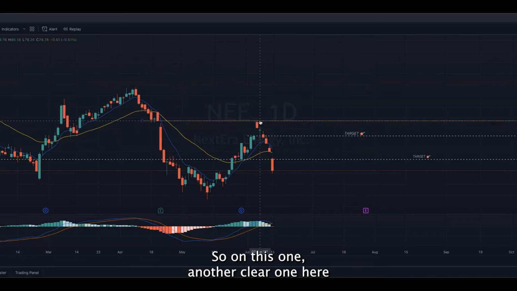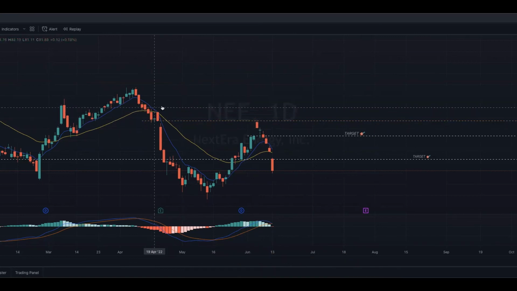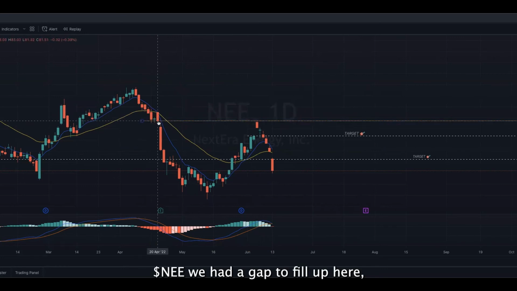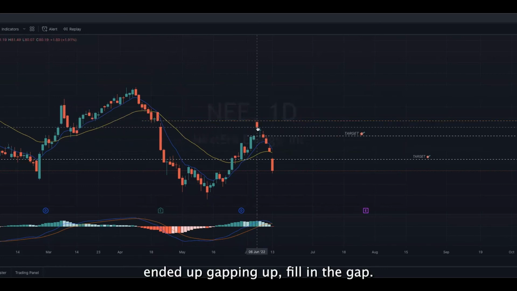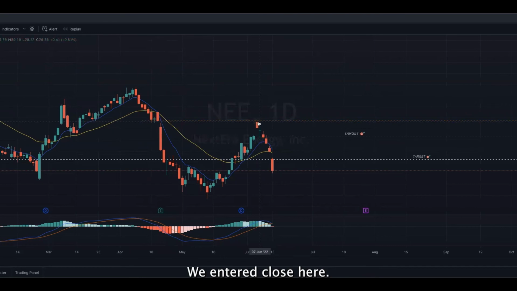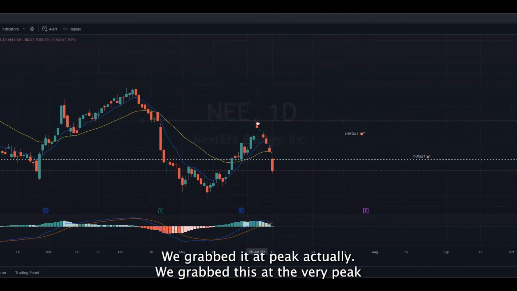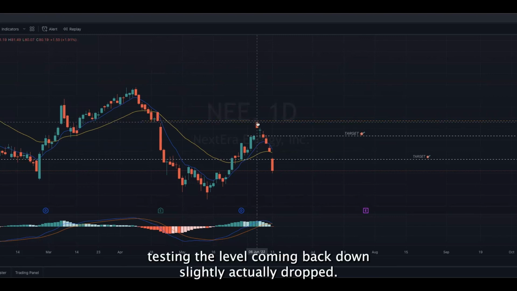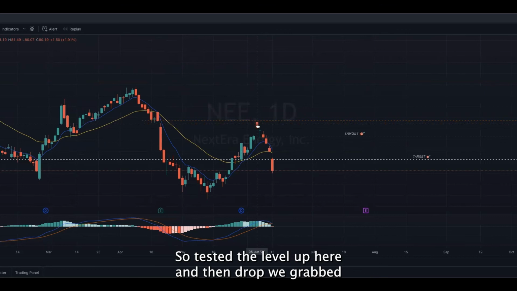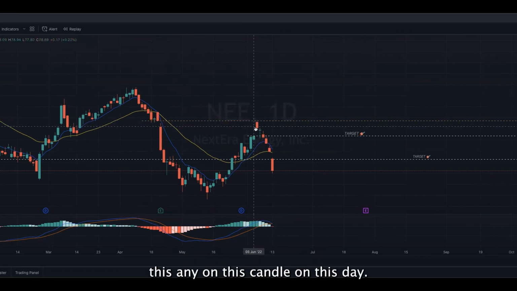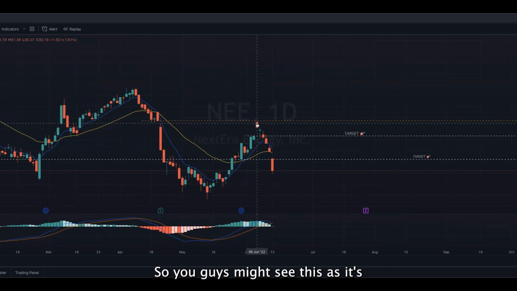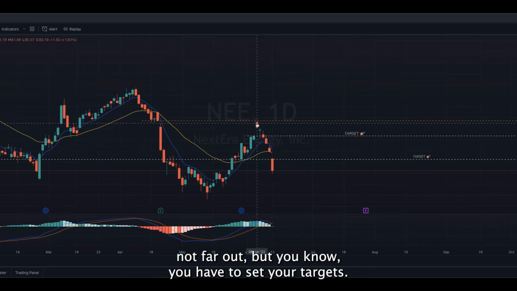So on this one, another clear one here, NEE, we had a gap to fill up here, it ended up gapping up, filling the gap. We entered at the close here. We grabbed it at the peak. Actually, we grabbed this at the very peak, after testing the level, coming back down slightly, actually dropped. Yeah, so it tested the level up here and then dropped. We grabbed this NEE on this candle on this day. So you guys might see this as not far out, but you have to set your targets.